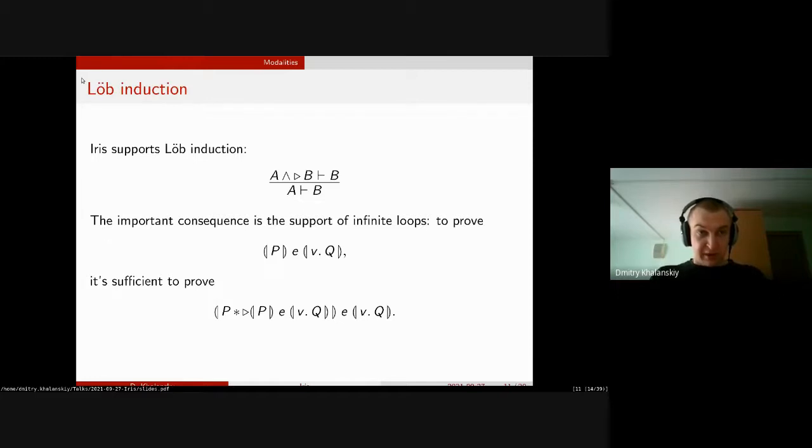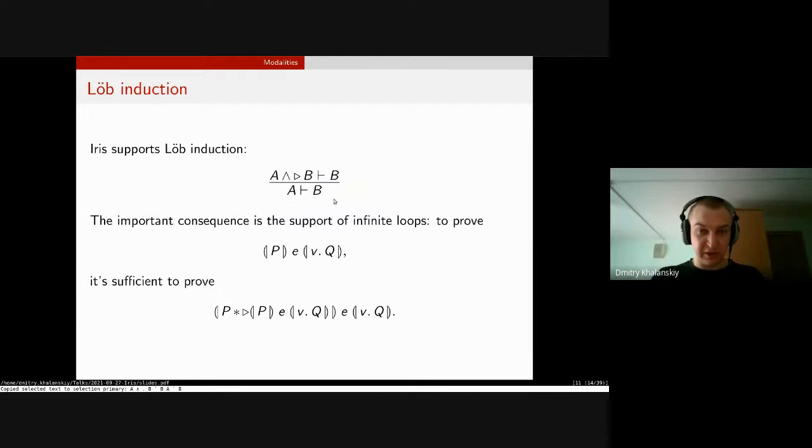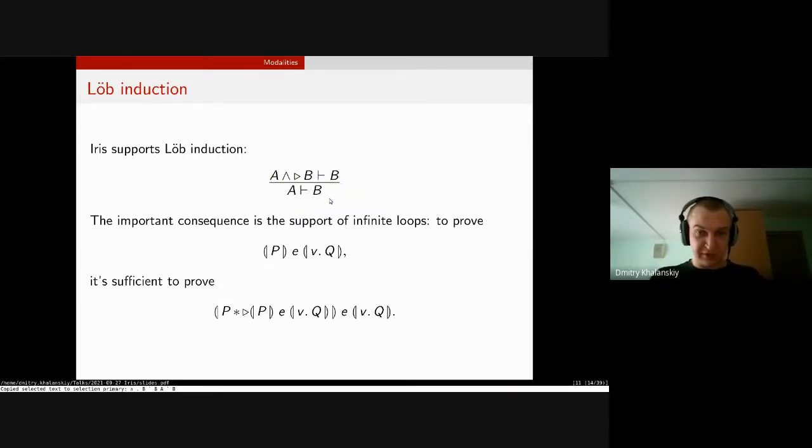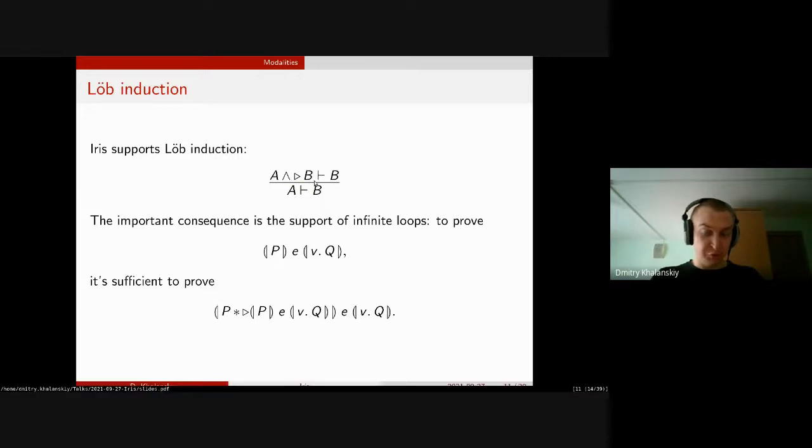And the mechanism that deals with those is called the loop induction. Its statement is written here, and it says that if you want to prove B knowing A, then it is sufficient to prove B knowing A and assuming that B will already be true one moment later in time.